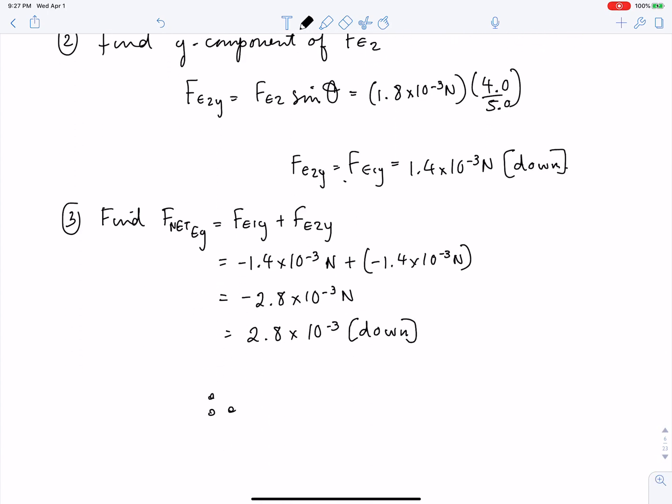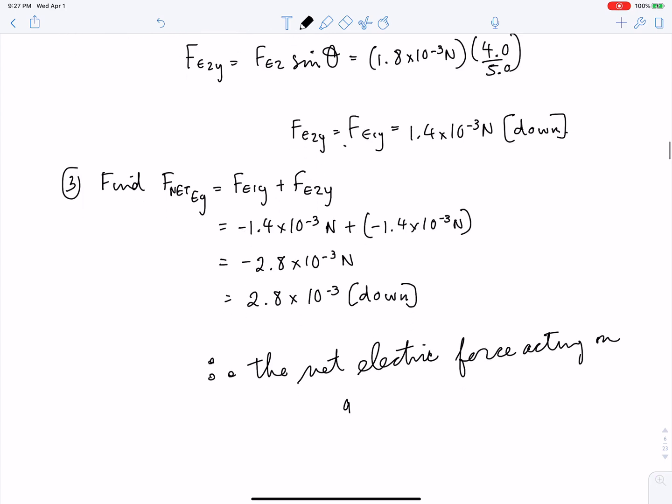therefore, the net electric force acting on Q2 is 2.8 times 10 to the power of negative 3 newtons down.